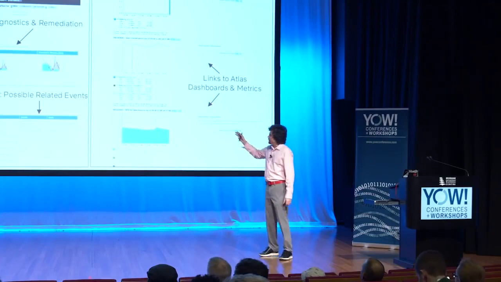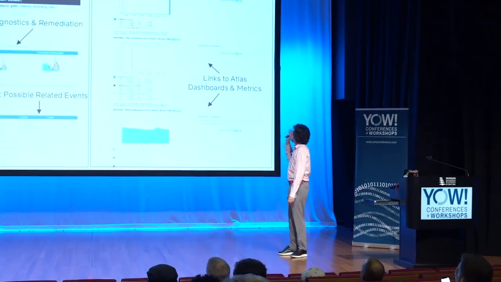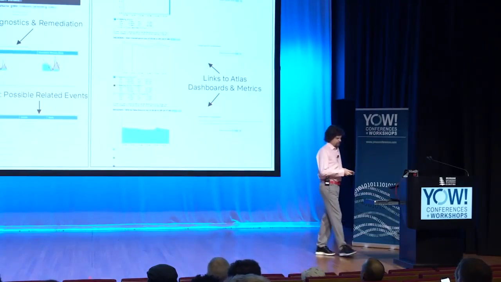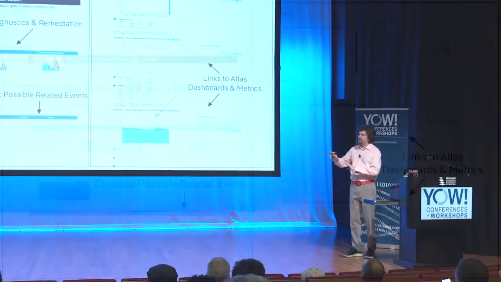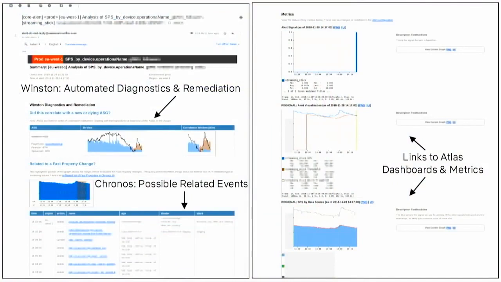Kronos is our event logging tool. These are possible related events, and then links to Atlas dashboards. And Atlas dashboards and metrics let us drill down. It's really great to get the actual PNGs in the email, because when you get this alert, you may not be connected to the Netflix VPN, and it might take you a minute to connect to the VPN. And in that minute, you can start looking at the graphs and start mentally working on the issue. And then you connect to the VPN, and then you can click on the links. So it's great to get those images in the email.